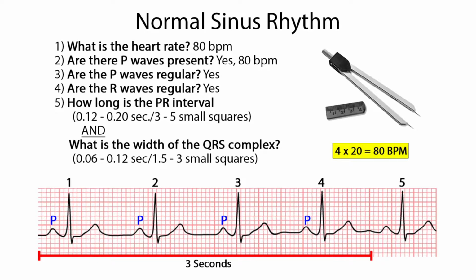Number 4. Are the R waves regular? Do this again for the R waves, and they also measure out equal or almost equal distances apart. There might be a slight variation in length, and that is okay. We have to allow for some fluctuation in heart rate.